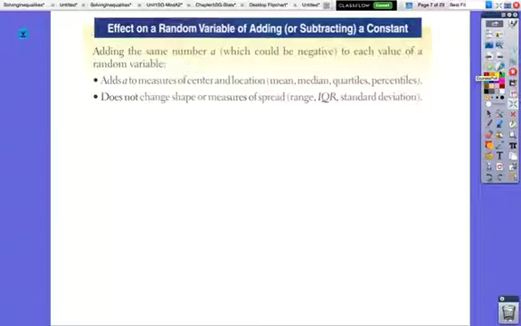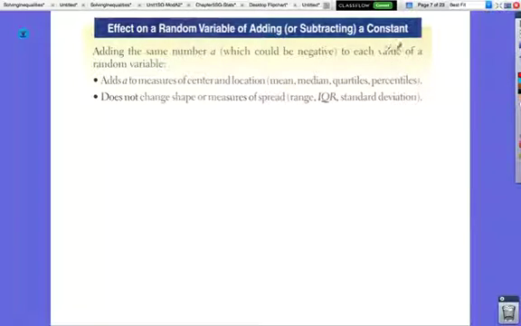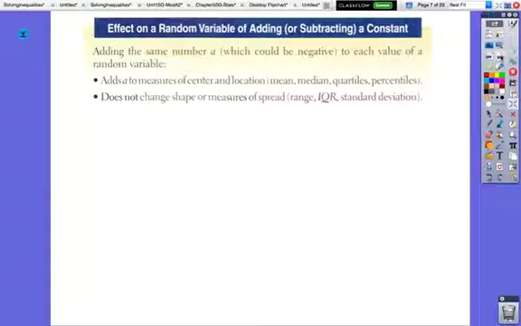The effect on a random variable of adding or subtracting a constant. So adding the same number A, which could be negative, which would be like subtraction, to each value of a random variable adds A to the measures of center and location, the mean, medians, quartiles, and percentiles, and does not change the shape or measures of spread such as the range, the IQR, or the standard deviation.